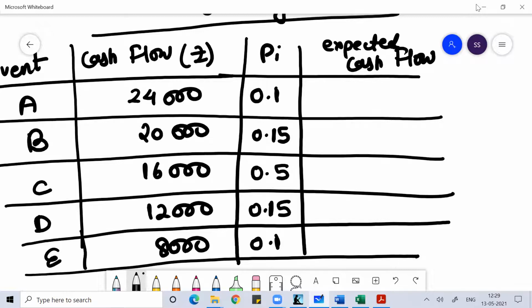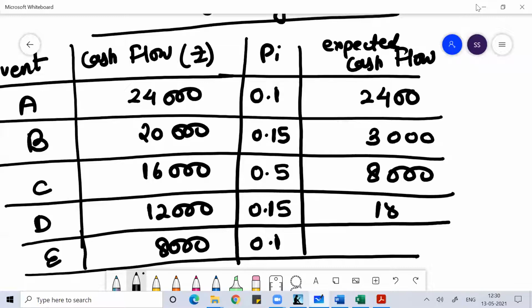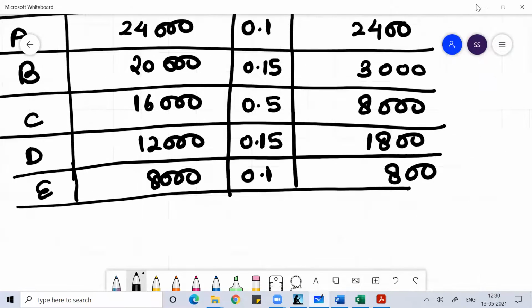So 24,000 times 0.1 is 2,400. 20,000 times 0.3 will be 3,000. Correct me if I'm wrong. Okay, 16,000 times 0.5 will be 8,000. Then 12,000 times 0.15 will be 1,800. 8,000 times 0.1 will be 800. So you can find the expected cash flow for project B.